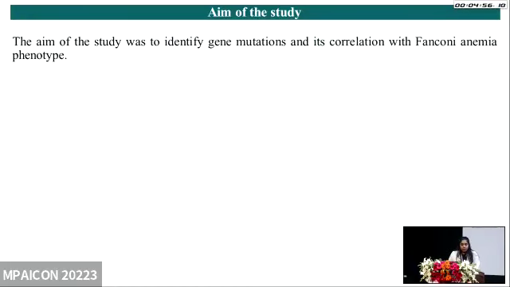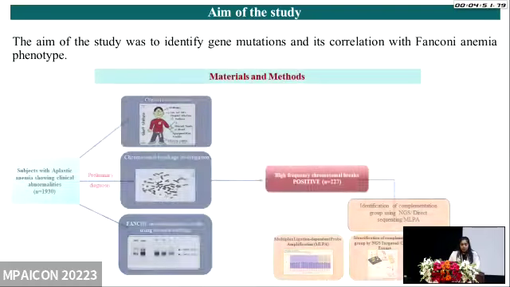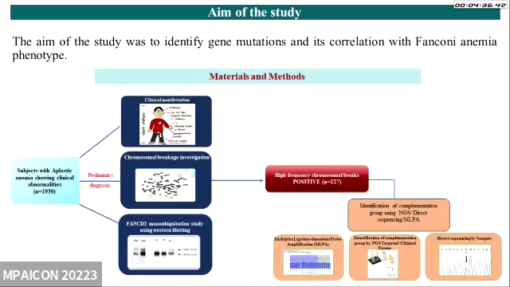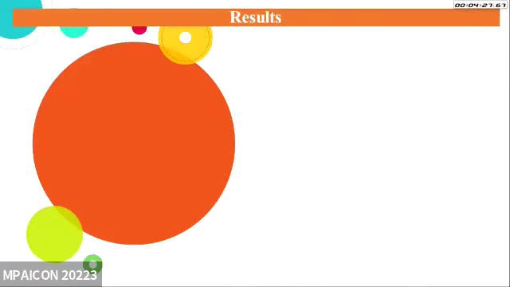skin pigmentation is observed. So with this background, the aim of the study was to identify gene mutations and their correlation with Fanconi anemia phenotype. We had 1,930 aplastic anemia cases with different structural anomalies. The preliminary diagnosis was done on the basis of clinical manifestation, chromosomal breakage investigation, and FANC-D2 ubiquitination. A high frequency of chromosomal breaks was observed in 227 patients, and further molecular characterization was done using MLPA, NGS, and Sanger sequencing.